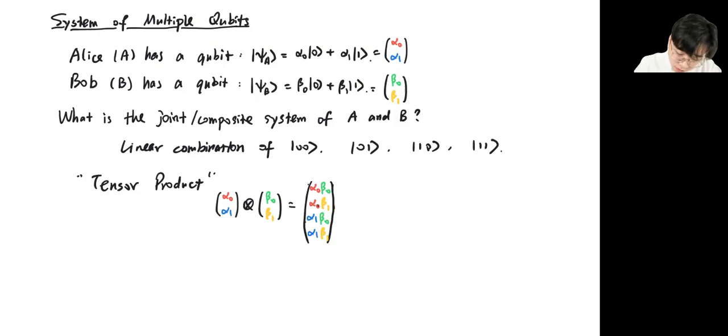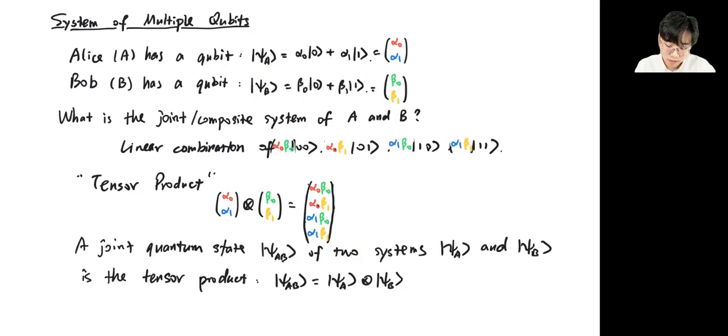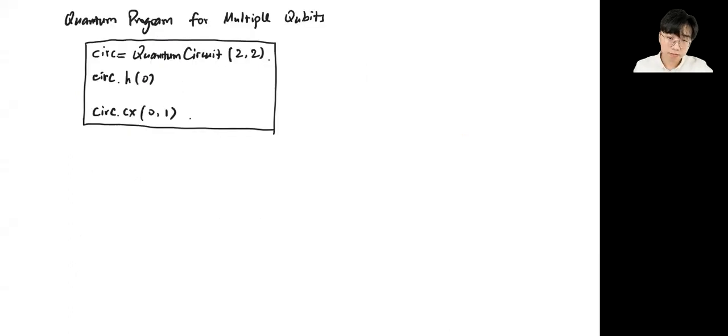So these four coefficients correspond to the coefficients in front of the four basis states. More formally, we say the joint quantum state psi AB of two systems, psi A and psi B, is the tensor product, psi A tensor psi B. Now we know how to write down a system for multiple qubits. Let's take a look at the quantum programs for multiple qubits.